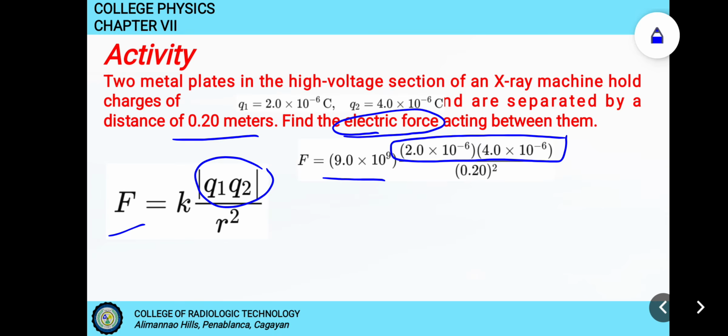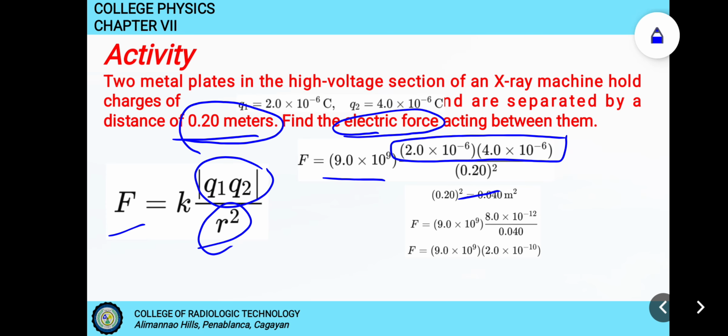Saan galing tong 0.20 squared, ma'am? What do you call this one? This is the distance of the charges. That's why we're going to write it here. Ayan po siya, itong r squared natin. So, that will give you this answer.